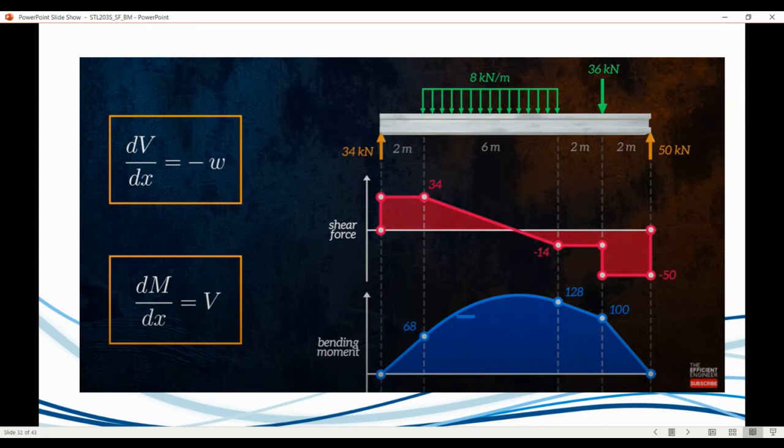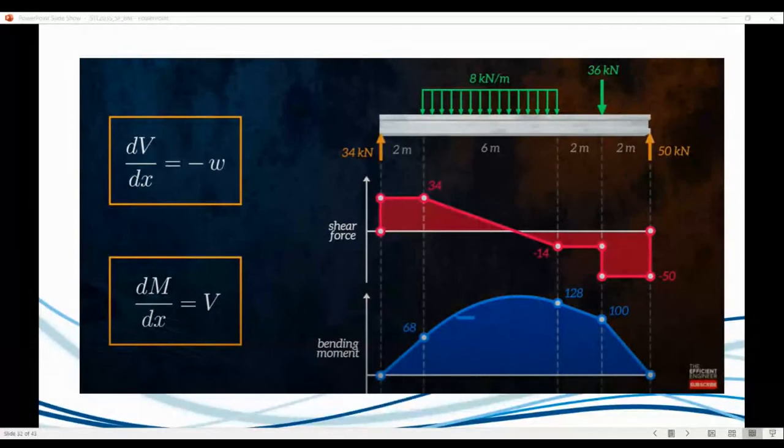Was it clear to everyone? I never talk so much with slides. You guys get the idea of what a shear force and bending moment diagram actually is when you're looking at it? Yes, sir. Yeah, thanks. Anyway.